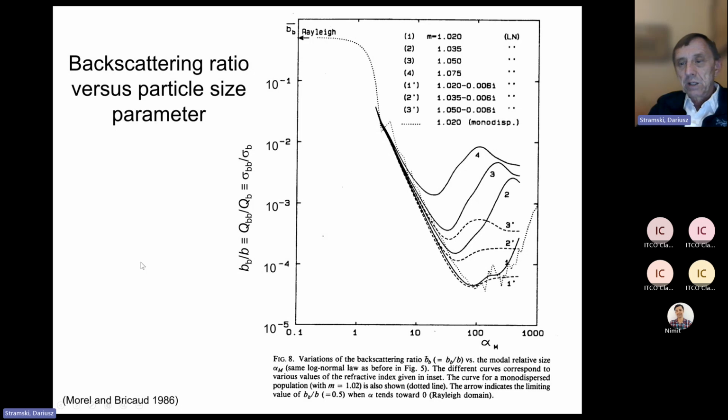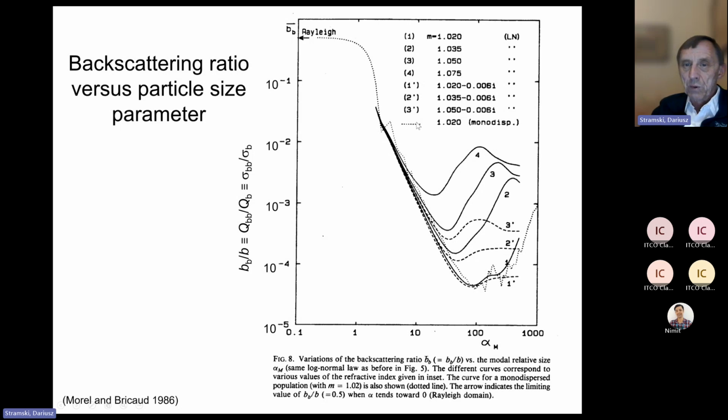Another quantity I want to briefly discuss is the backscattering ratio. It's the ratio of backscattering to total scattering, and these are simulations for particles with different refractive index. For particles 1, 3, and 4, the real part of refractive index relative to water changes between 1.02 and 1.07. There are 3 other particles which have the same real part of refractive index, but some absorption is added, indicated by the imaginary part of refractive index.